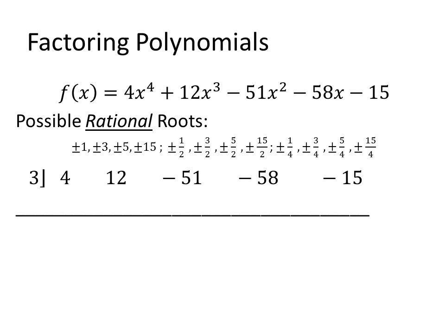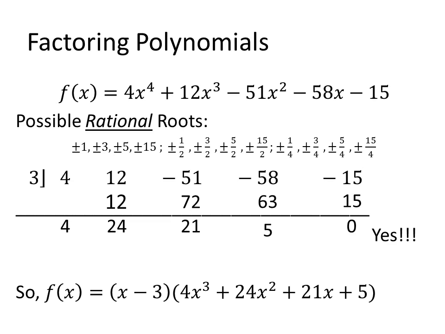So we take our coefficients, 4, 12, -51, -58, and -15, and then we put our 3 in the box. The 4 comes down for free. And going through the process of synthetic division, we see that in the end, the remainder is 0. So that tells us that x minus 3 is a factor. In this case, now we have partially factored f into x minus 3 times 4x cubed plus 24x squared plus 21x plus 5.